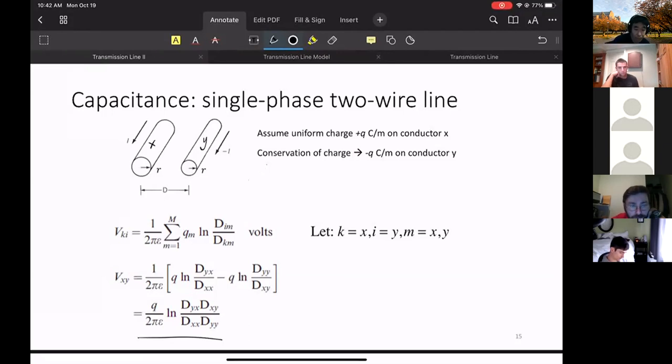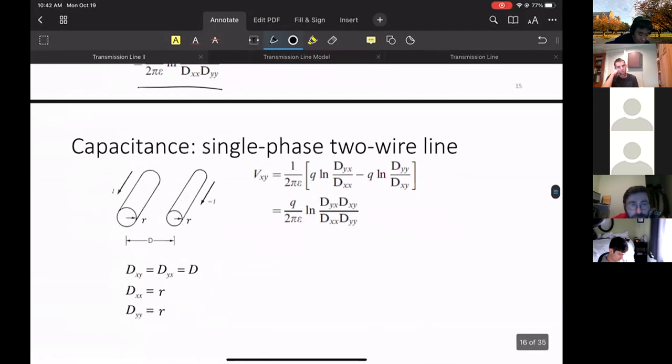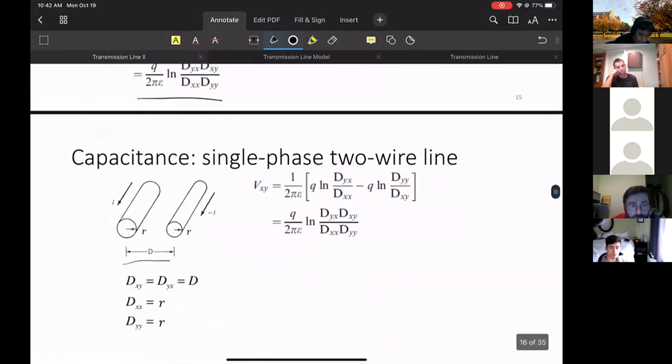So if we want to make some simplifications for this, we'll assume the distance between the two conductors is d, and the radius of the conductors is r. I have some point x on the surface here, some other point y on the surface here, and we want to compute the voltage between x and y.